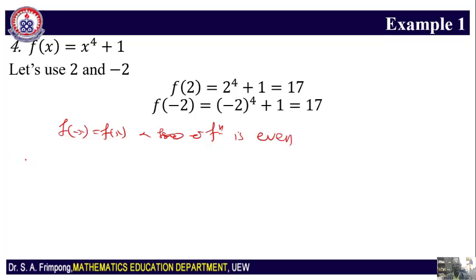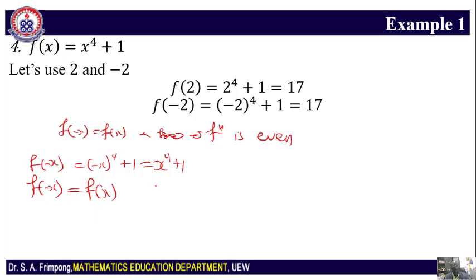So if I want to prove from a general point of view, I'm going to look for f of negative x, which is going to be negative x raised to the power 4 plus 1. And we know that when a negative number is raised to an even power, it becomes positive, so x raised to the power 4 plus 1. So I can conclude that f of negative x is actually equal to f of x. Therefore, the function is even.